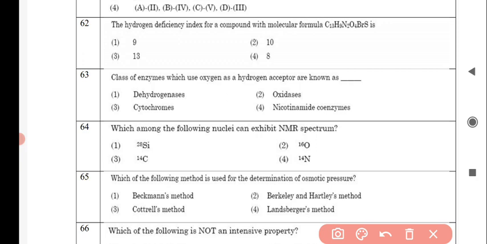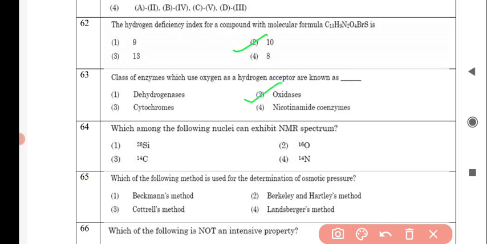Next question is the hydrogen deficiency index for a compound with molecular formula C13H9N2O4BrS is, and the correct answer is option number 2, 10. Next question is class of enzymes which use oxygen as a hydrogen acceptor are known as, and the correct answer is option number 2, oxidases.